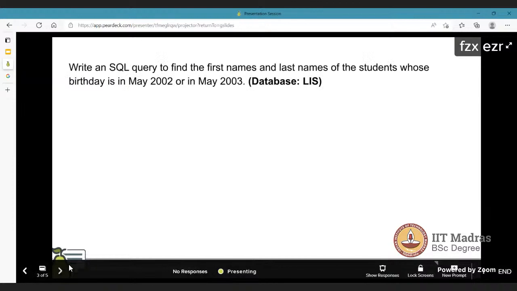Okay, so we can head to the next question then. The next question says: write an SQL query to find the first name and last name of those students whose birthday is in May of 2002 or in May of 2003. So again, this is from the LIS database. So we'll wait for some time for your responses.